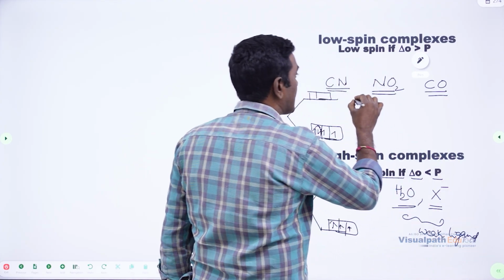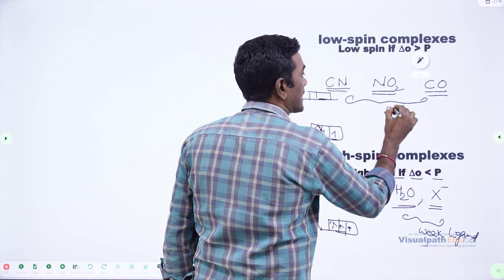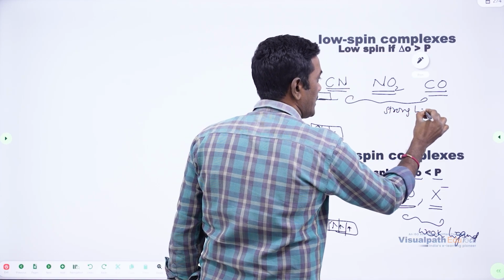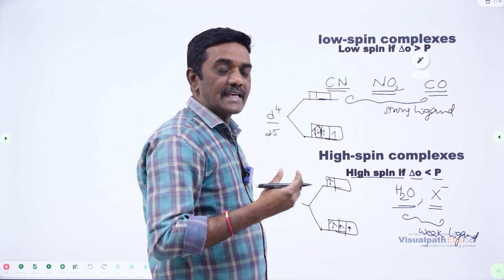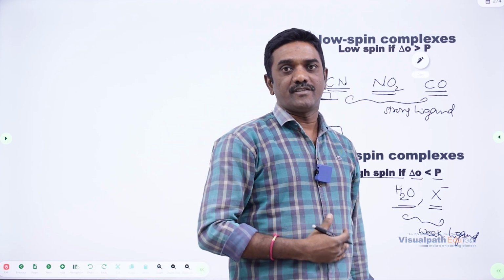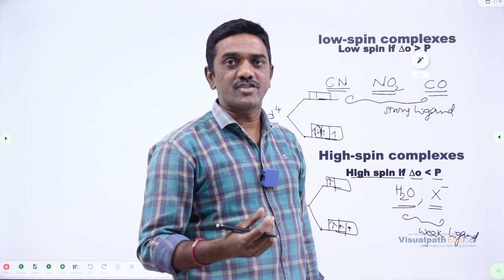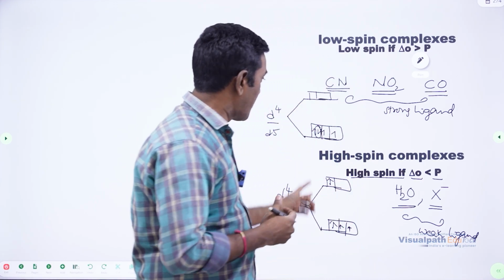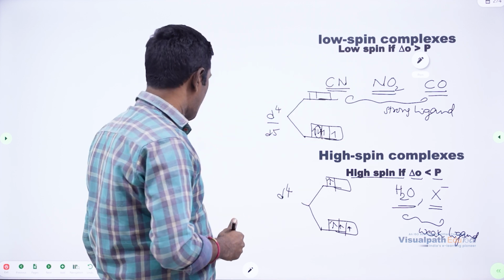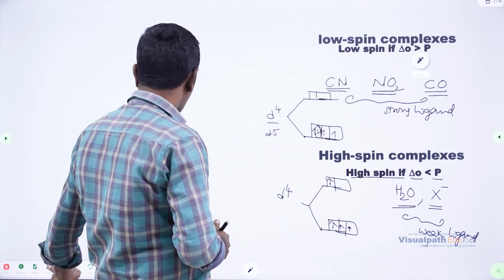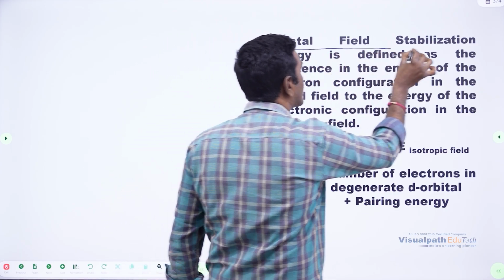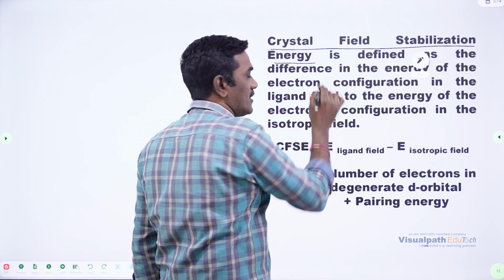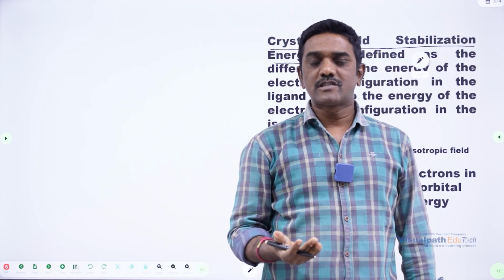Low spin in case of strong ligands. These two topics must be known to find out the crystal field stabilization energy. Moving on to the topic, what is this crystal field stabilization energy? First we have to know that.